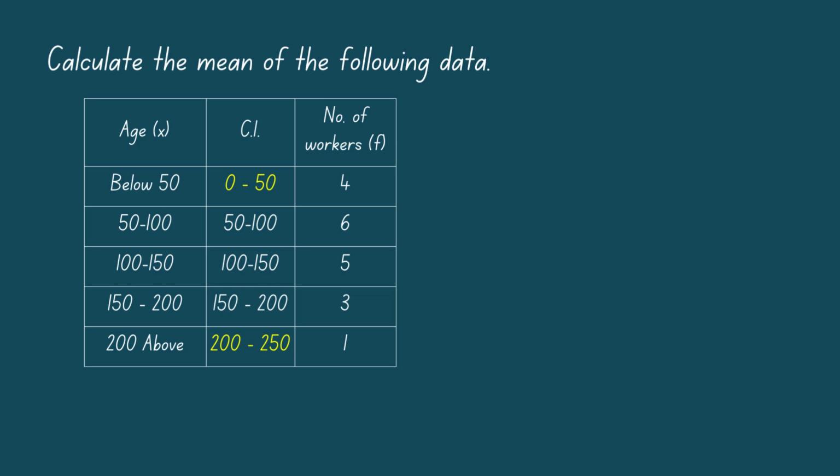Now we have all the information we need. So all you need to do is build your table, calculate the midpoint, calculate the MF values, add the frequency to find the sigma F, add MF to find sigma MF, and then put it in the same formula that we have been using. Mean is equal to sigma mf by sigma f. So you can do this on your own. I'm not doing this here. And the answer to this question is 101.32. You can do and check if you have got the same answer or not.